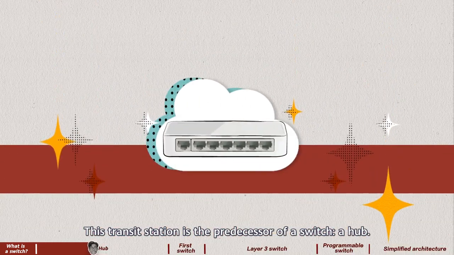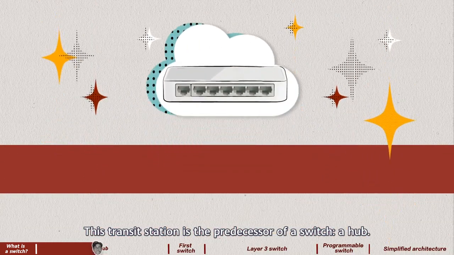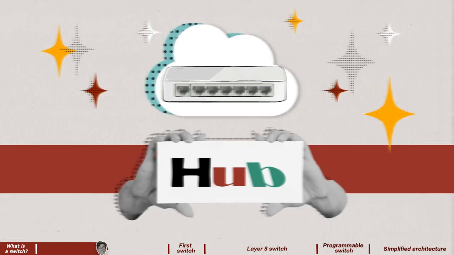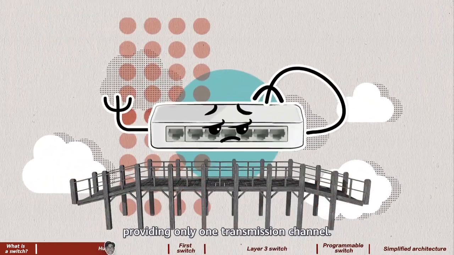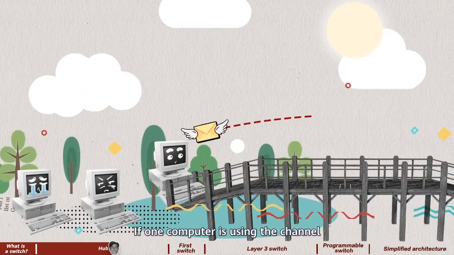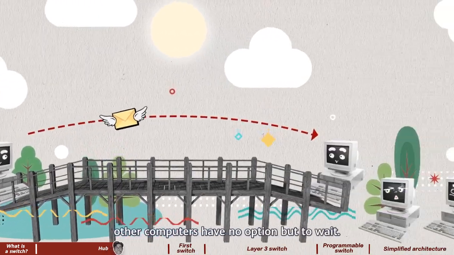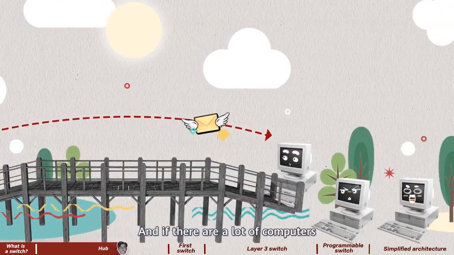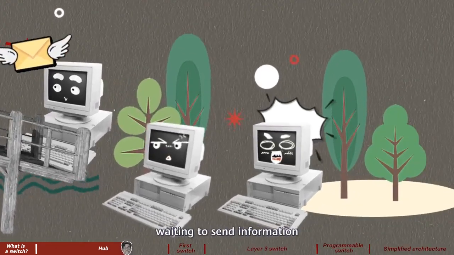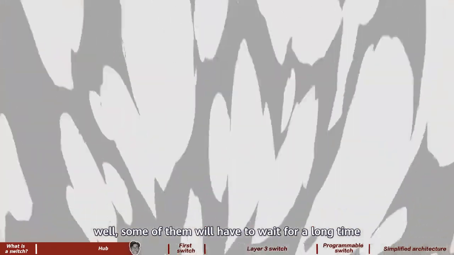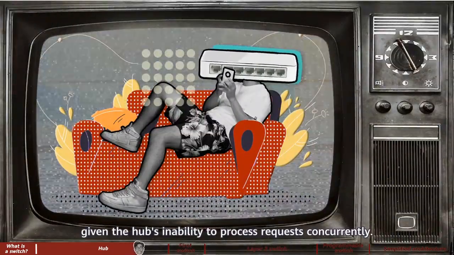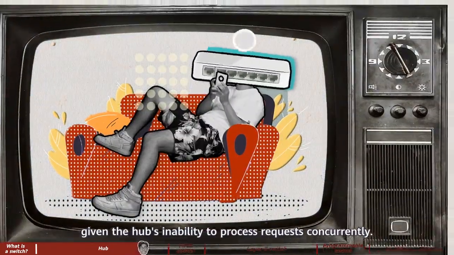This transit station is the predecessor of a switch, a hub. This hub, however, is a simple device, providing only one transmission channel. If one computer is using the channel, other computers have no option but to wait. And if there are a lot of computers waiting to send information, well, some of them will have to wait for a long time, given the hub's inability to process requests concurrently.